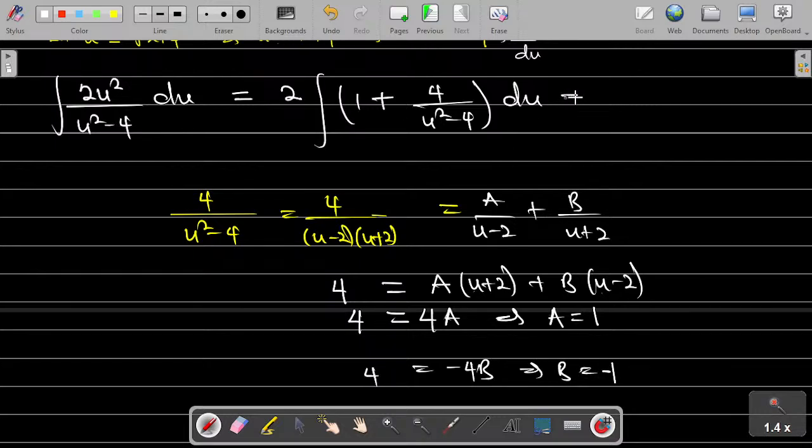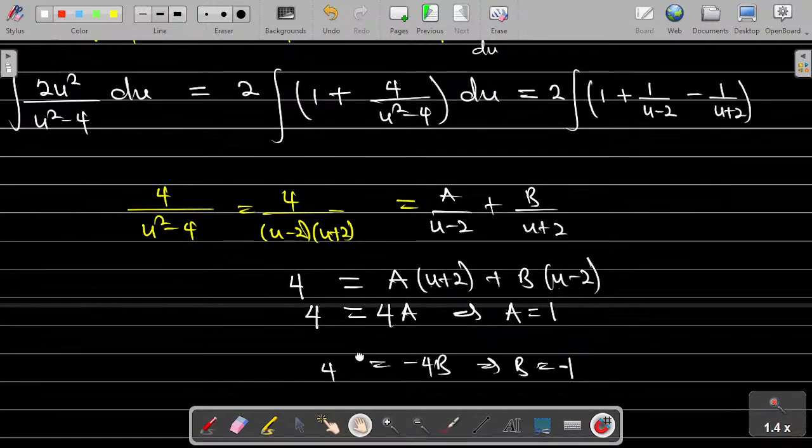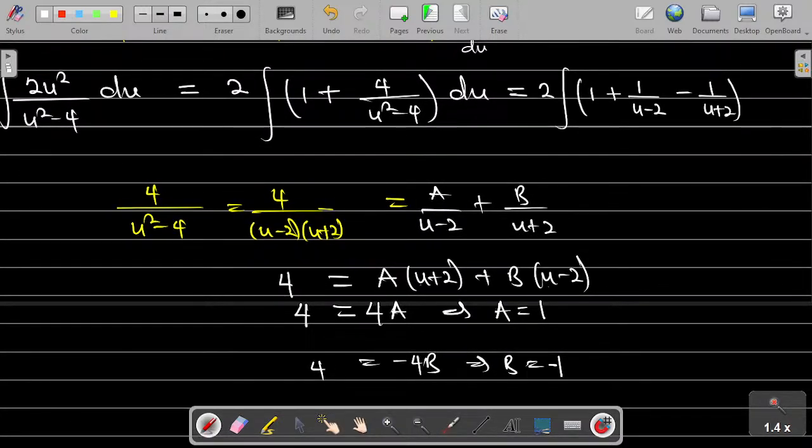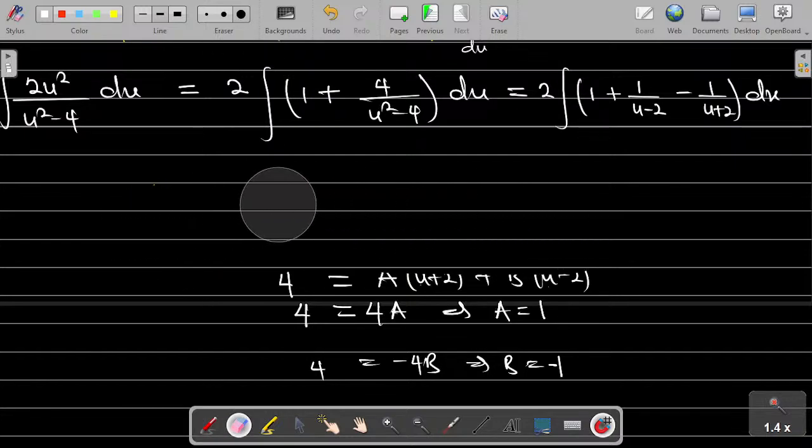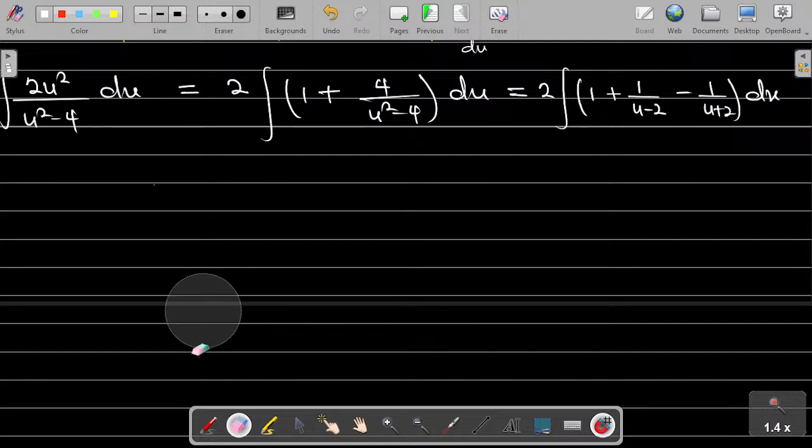Okay, so if we now bring all of that here, that's going to give us 2 into the integral of 1 plus here you will now have 1 over u minus 2, then here you have minus 1 over u plus 2. Okay, right? And then of course you have our du here. So permit me to remove all of these. They are not necessary that you write them, so you can just do it like a rough and then bring here.